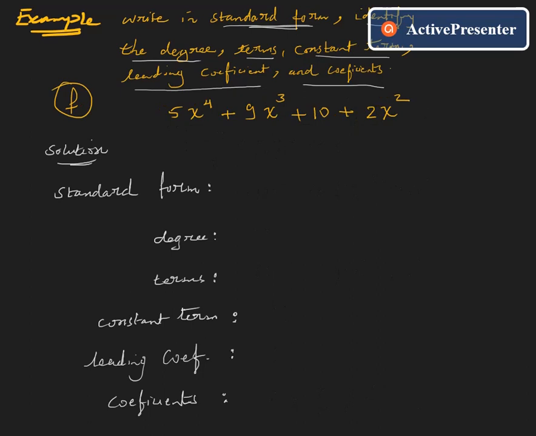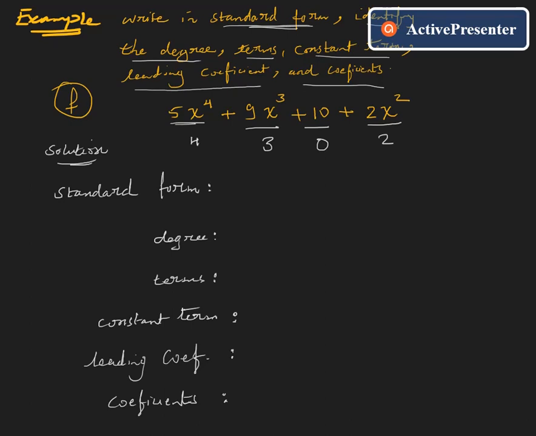Let's now take another example. Is this polynomial in the standard form? We see first the degrees. The degree of this term is 4. The degree of this term is 3. The degree of this term is 0. And the degree of this term is 2. So it is not in the standard form.